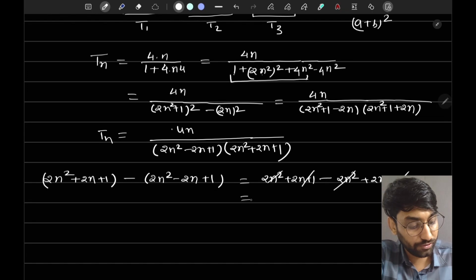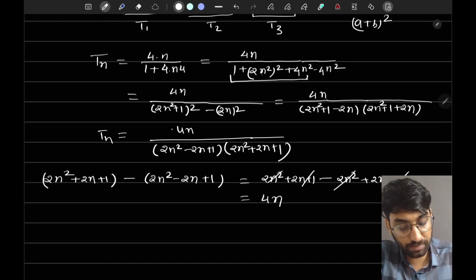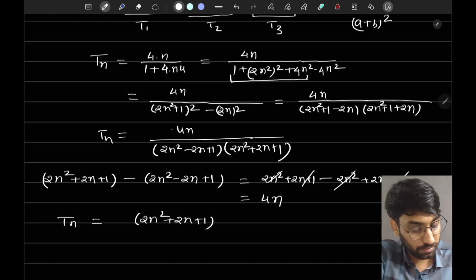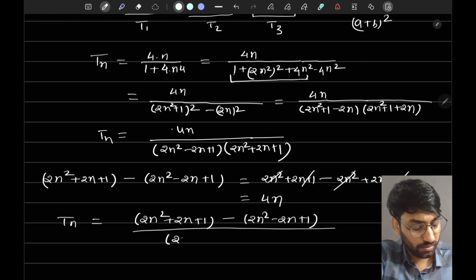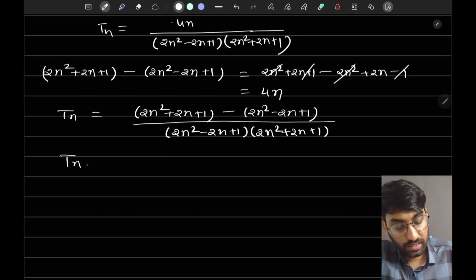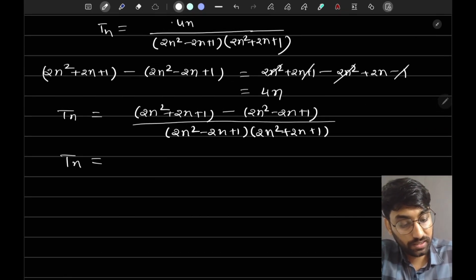I will get 4n. It means the numerator can be replaced, so Tn equals (2n² + 2n + 1 − (2n² − 2n + 1)) divided by (2n² − 2n + 1)(2n² + 2n + 1). Right? Now split it out. So if I take this upon this, this and this value will cancel out and the remaining value will become 1 upon this thing.